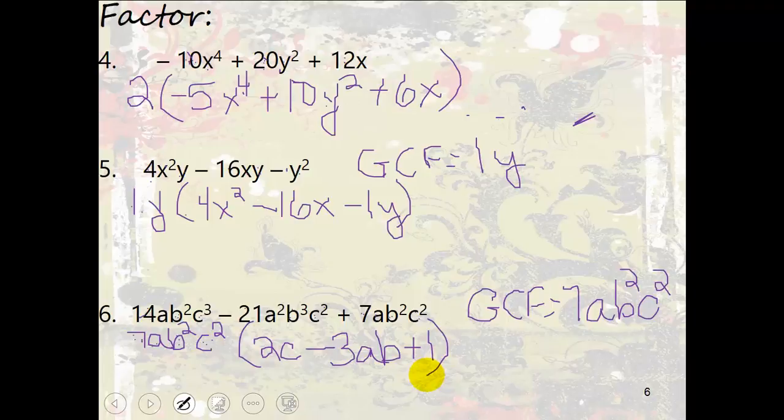And remember, you can check any of these by distributing them back again to see if you get back to the original, okay? All right, so that's it for this video. We're going to do factoring by grouping on the next video.